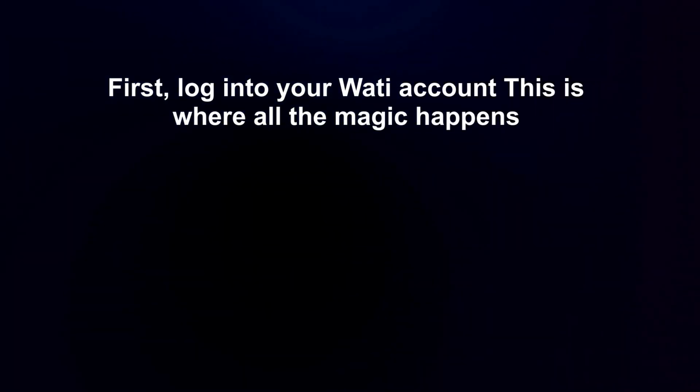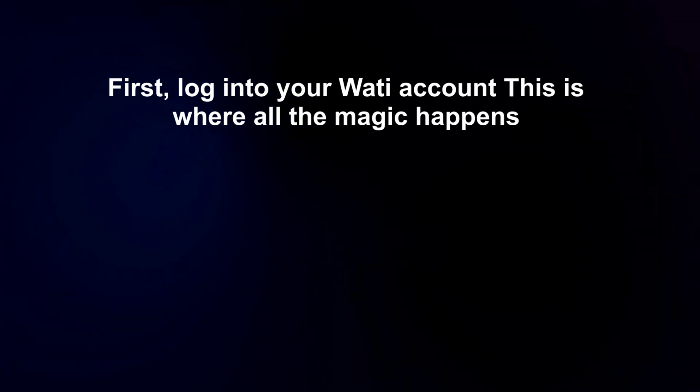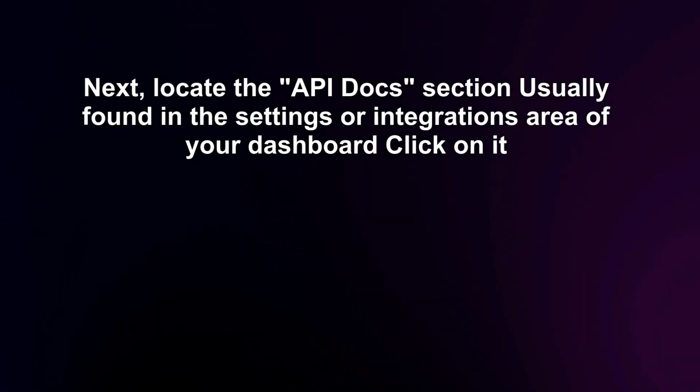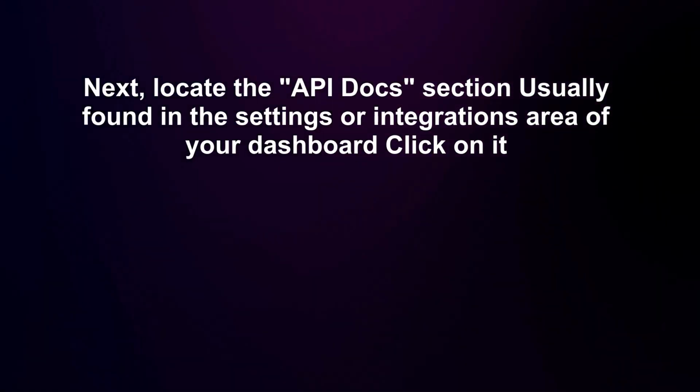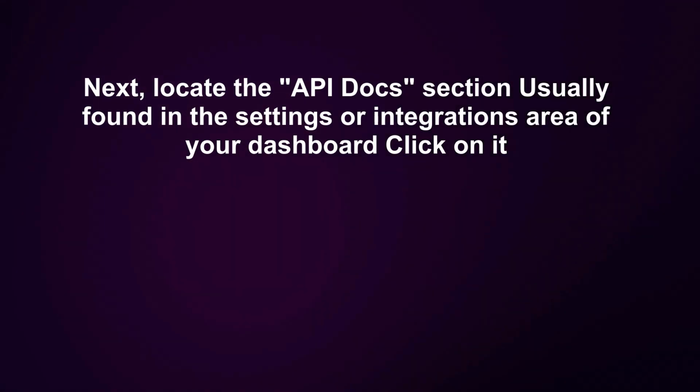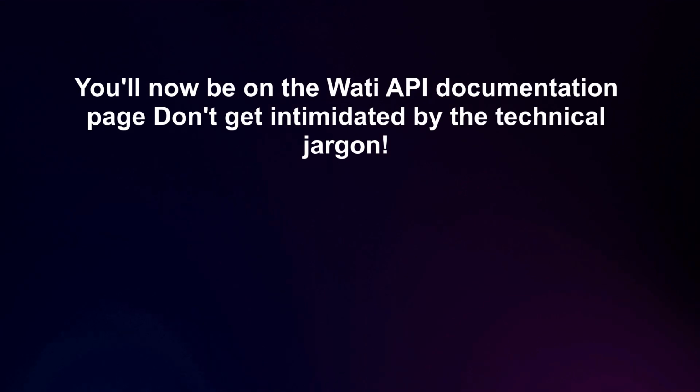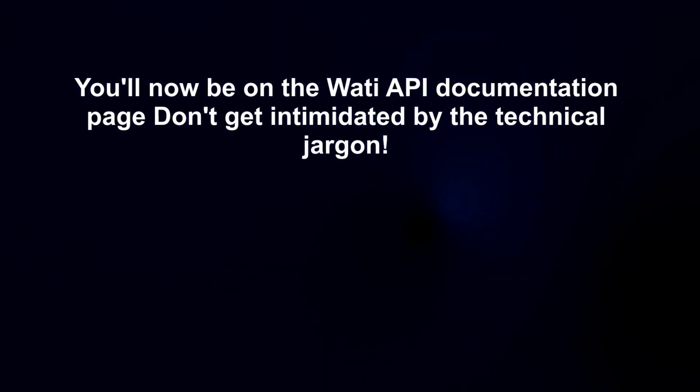First, log into your Wati account. This is where all the magic happens. Next, locate the API Docs section, usually found in the Settings or Integrations area of your dashboard. Click on it. You'll now be on the Wati API documentation page.